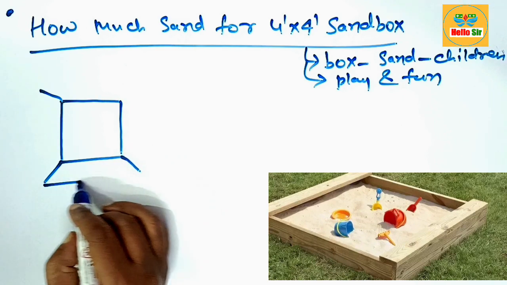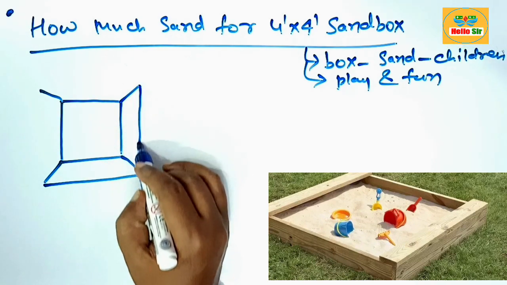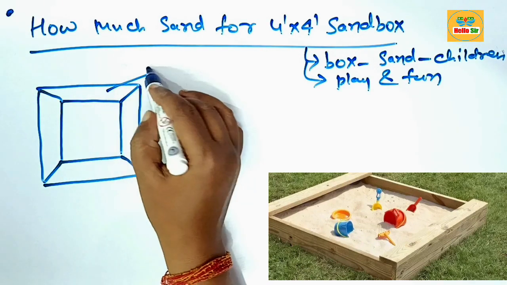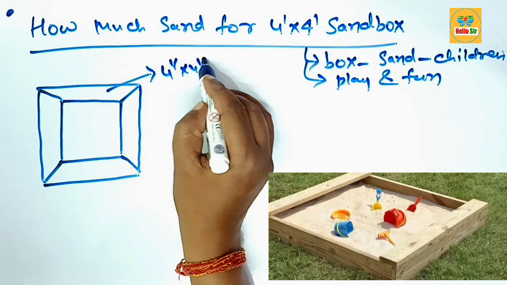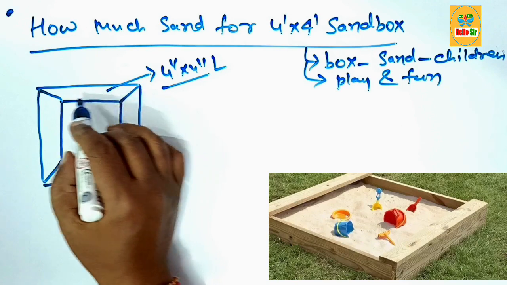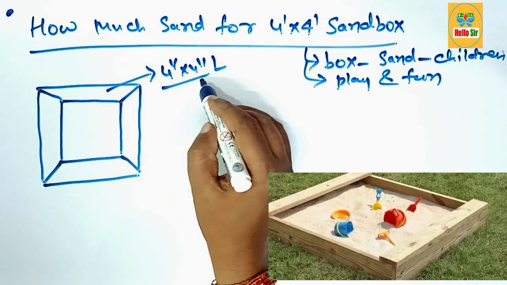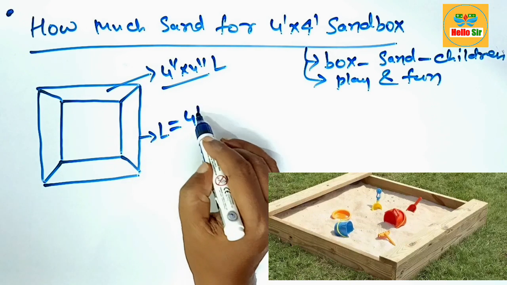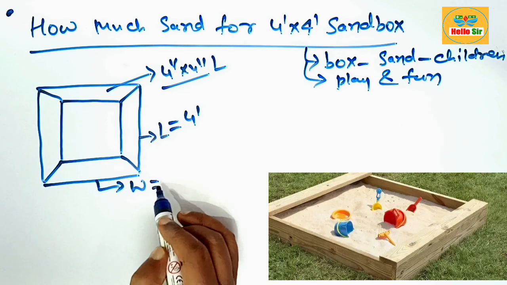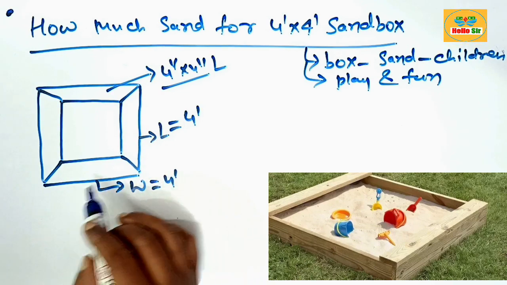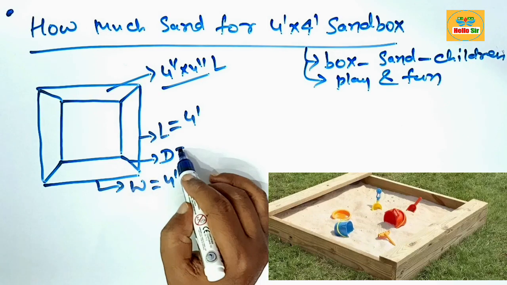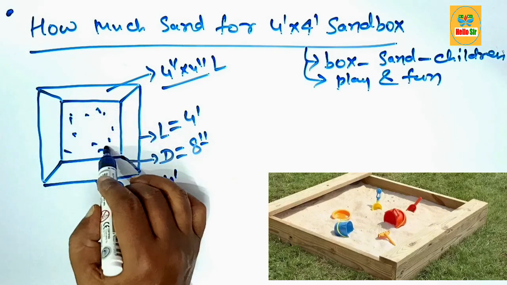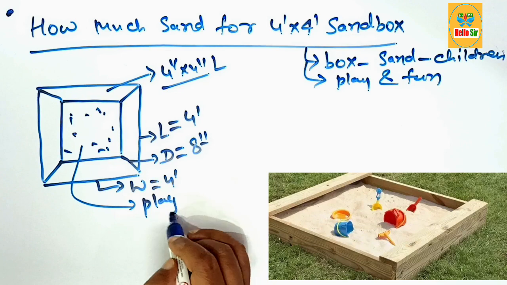The surrounding perimeter of the sandbox is covered with lumber, and its size should be 4 inches by 4 inches. This is the lumber, 4 by 4 inches, covering all the surroundings, and it comes in 3 layers. This is the length of your sandbox, that is 4 foot, and this one is the width, that is 4 foot, and this one is the depth of the sandbox, which is about 8 inches, and this one is the playing area of sand.